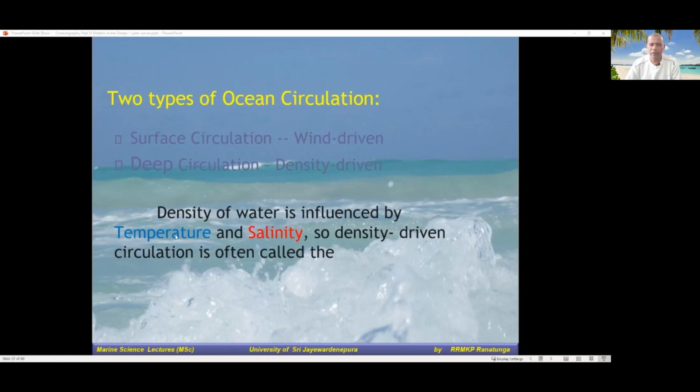Because the deep circulation is density driven, or temperature and salinity driven, we call this the thermohaline circulation. Thermo is temperature, haline has to do with the salinity, and so thermohaline circulation, right. So this is not something complicated, you can understand that thermohaline circulation.